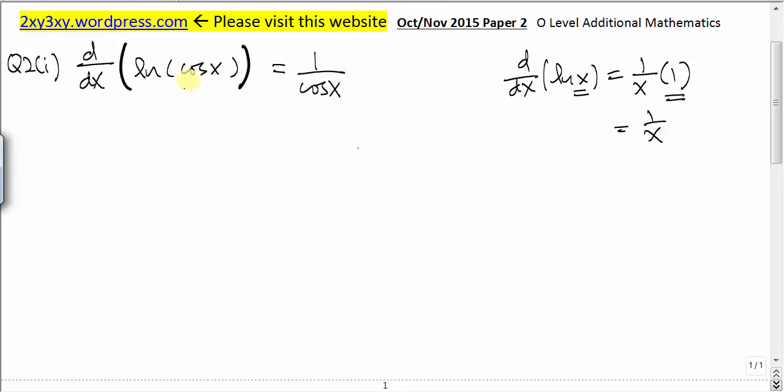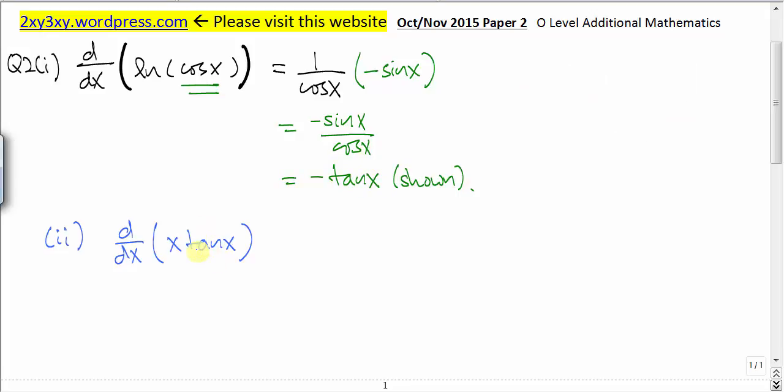But we cannot stop there. We still have to differentiate whatever is inside this ln here. Differentiate a cosine will give us a negative sine x. Okay? So negative sine over cosine is negative tangent x. And we are supposed to show this result.